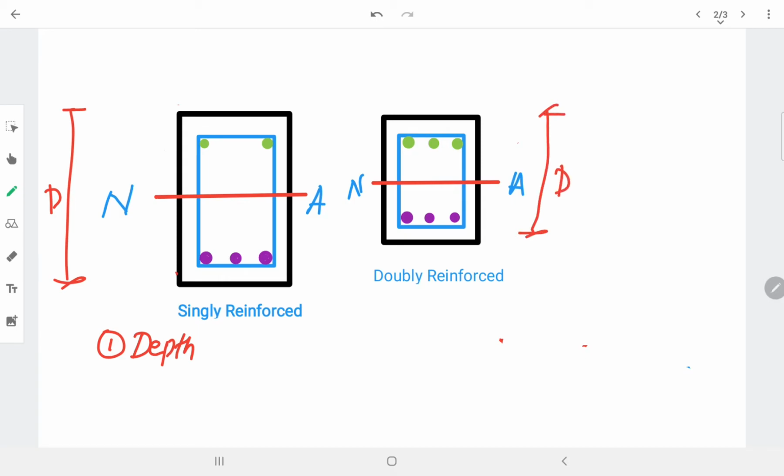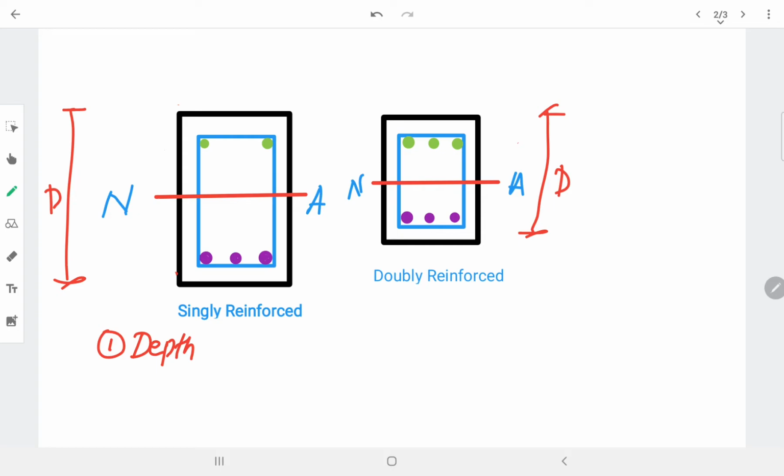In a singly reinforced beam, whatever L by D ratio you got, you will be providing that, so the depth is quite high as compared to the doubly reinforced beam. In doubly reinforcement you can easily reduce the depth. This is the first difference.